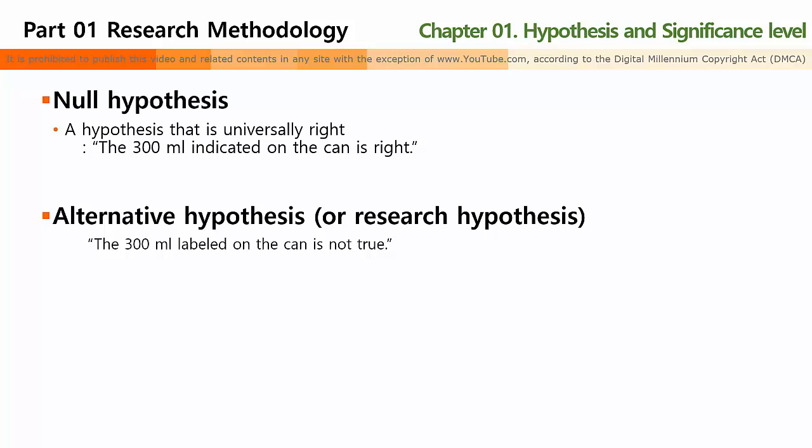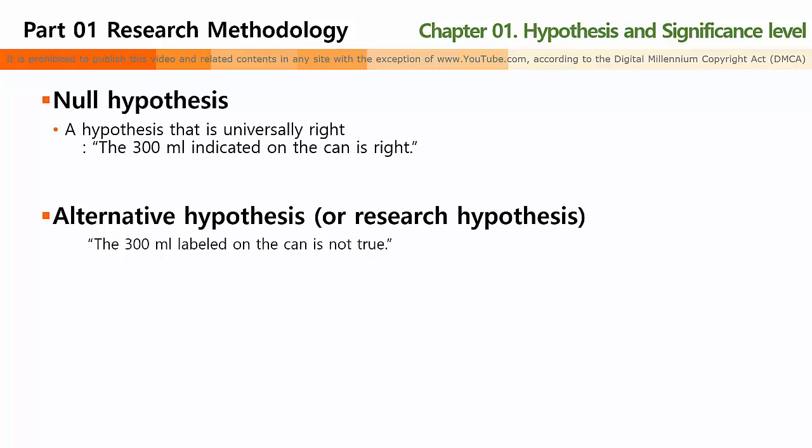Now, let's think the opposite. Do you need to study if the 300 milliliters is right? The value of the study is 0. Why do I have to spend time and money doing research? Thus, the prefix null is added to the hypothesis as a null hypothesis, meaning worth of 0 in this study.